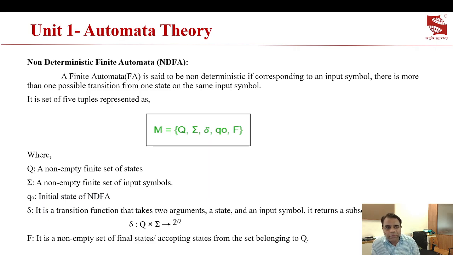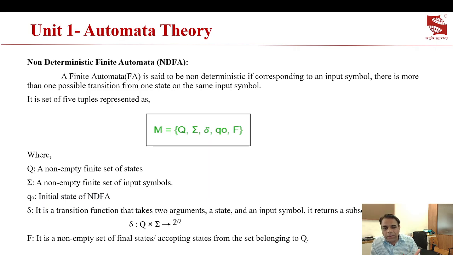For defining the non-deterministic, it means you cannot determine what will be the next state when a particular state takes an input symbol. It means it can reach multiple states. So how many states can it reach? How can you define the transition function? Q will read one input symbol, and it will reach 2 raised to the power Q. 2 raised to the power Q is nothing but the power set of the states. So it means it can reach multiple states.